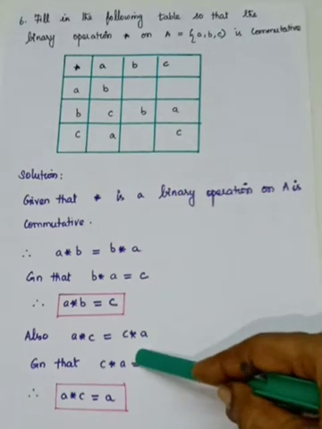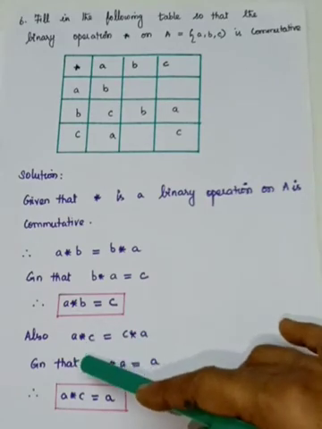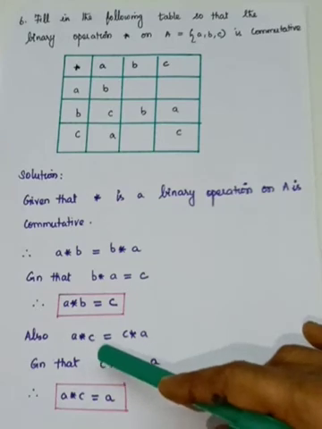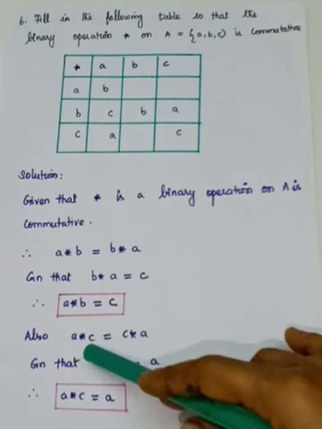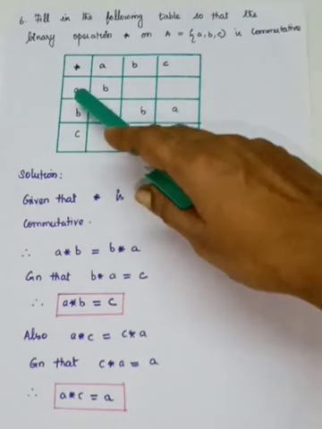Next also you consider the elements a and c. Okay, so the binary operation asterisk is commutative. So a asterisk c is equal to c asterisk a. So which one do you have to find out?